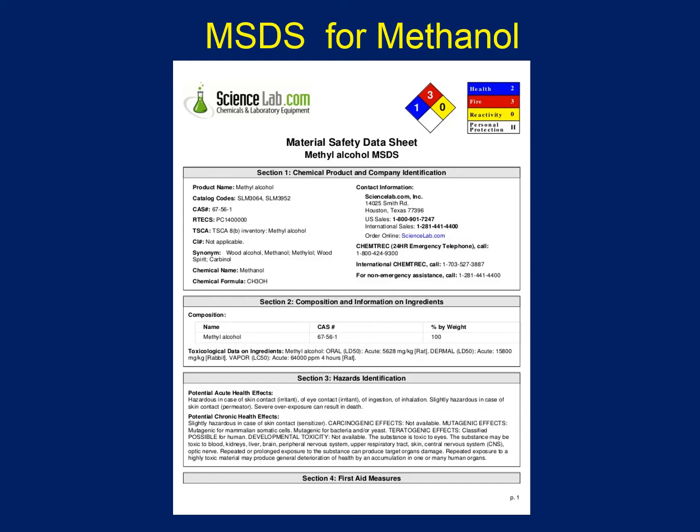So you need to know. This is just an example of the MSDS for methanol, and this gives most of the information. Here you can see the number one, the blue color is number one, which means less health hazardous, and then number three has a high flammability because it is the red one, and then it has a zero reactivity.